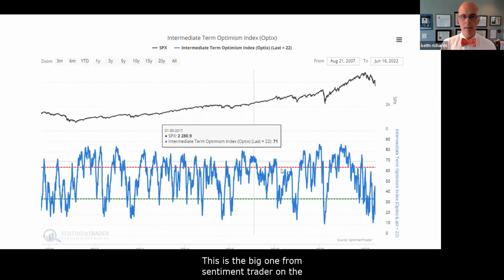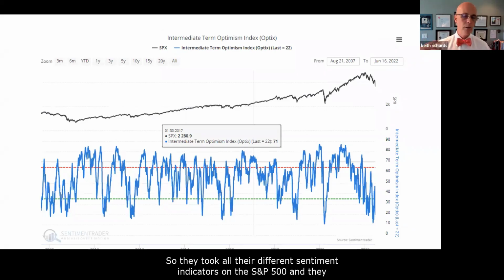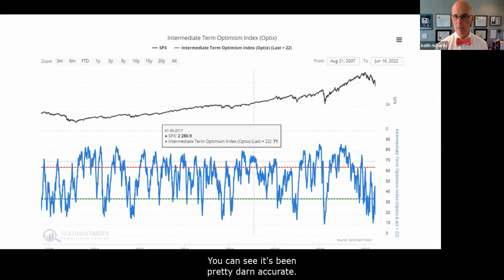This is the big one from Sentiment Trader on the S&P. They do an optix, which in their optix covers everything. So they took all their different sentiment indicators on the S&P 500 and they bunch them together into one indicator, and it gives you a pretty good idea. You can see it's been pretty darn accurate.